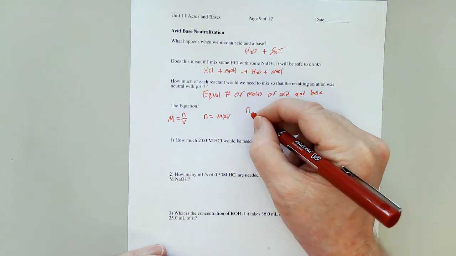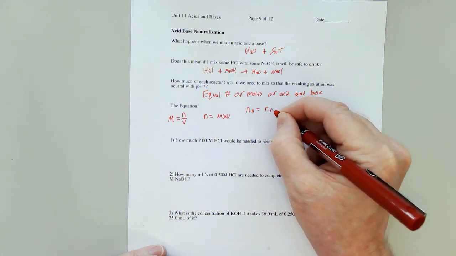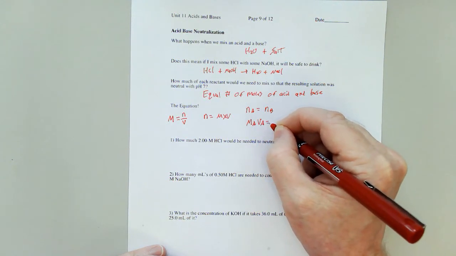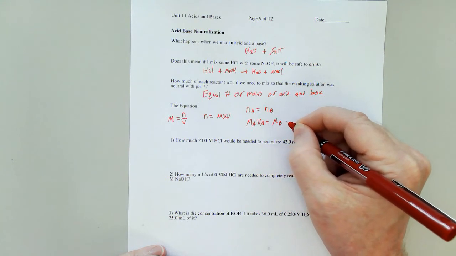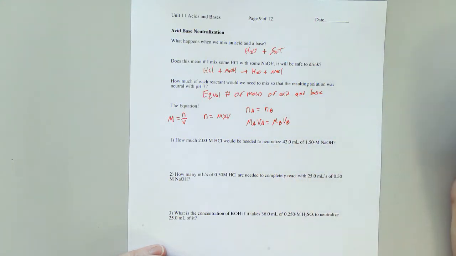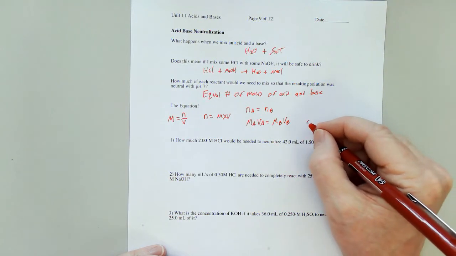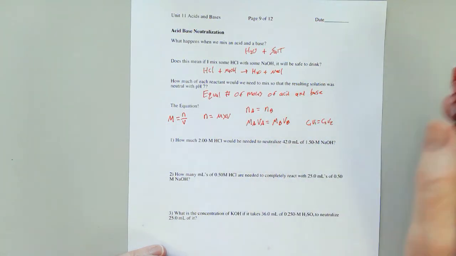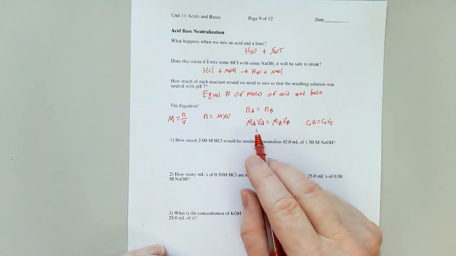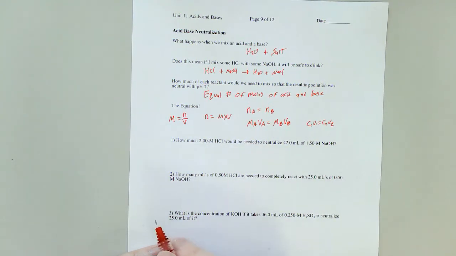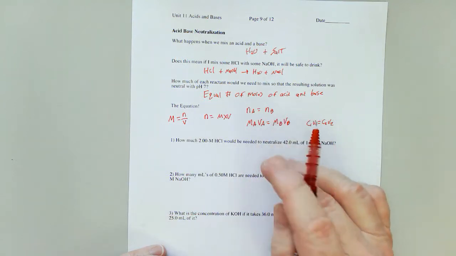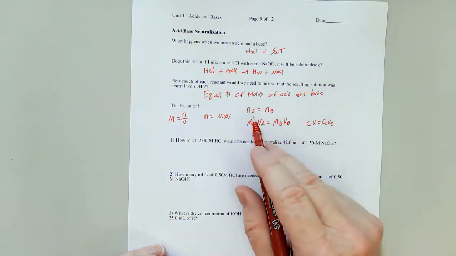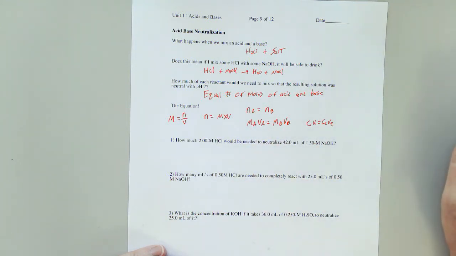So since the idea is the moles of the acid must be equal to the moles of the base, the molarity of the acid times the volume of the acid must equal the molarity of the base times the volume of the base. Often people just simplify this as C1V1 equals C2V2. But I think this is a much more intuitive equation because it tells you which one's the acid, which one is the base. So this is often called the dilution formula back in earlier chapters. It's the same idea here, that the moles of one has to equal the moles of the other.